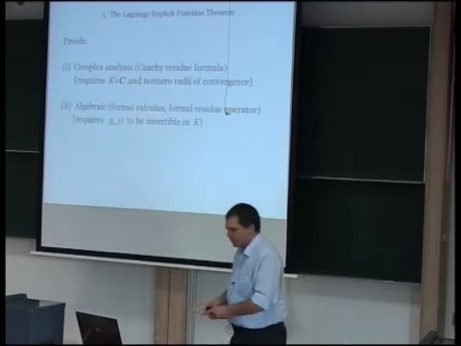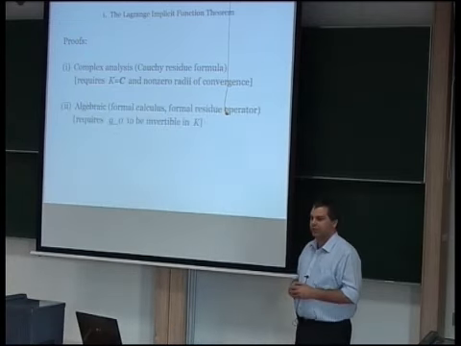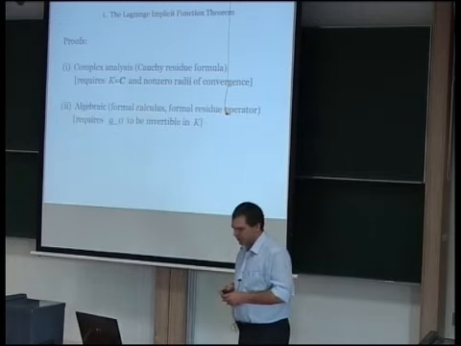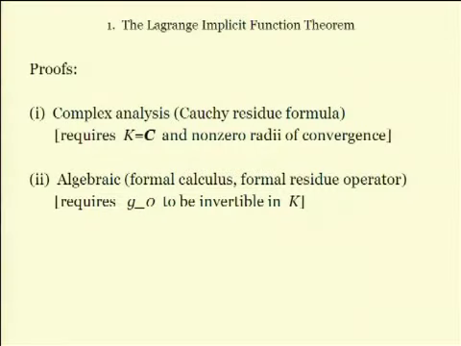So there's a complex analysis proof that would probably be familiar to you. And you can abstract the calculus that enters into that proof and prove all of the lemmas of formal calculus algebraically. And then you get the same proof with no convergence criteria on your power series.